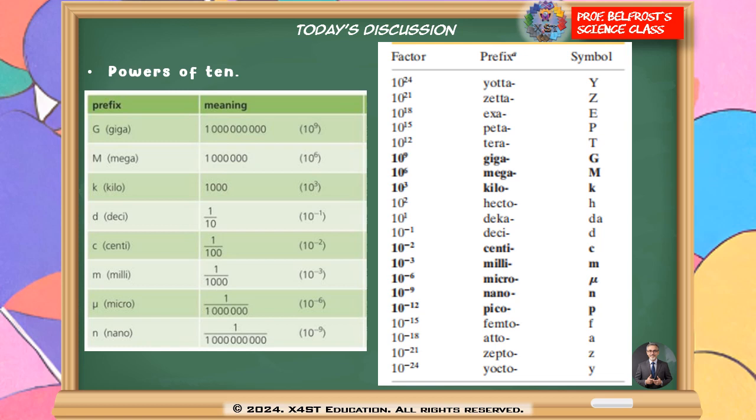Femto is quite used if you are talking about the wavelength of light, or when you are talking about the radius of a certain atom. So it's quite useful, but you will not find it often in other usage. Okay, so you just need to memorize giga, mega, kilo, deci, centi, milli, micro, and nano. Okay, I think that is enough.